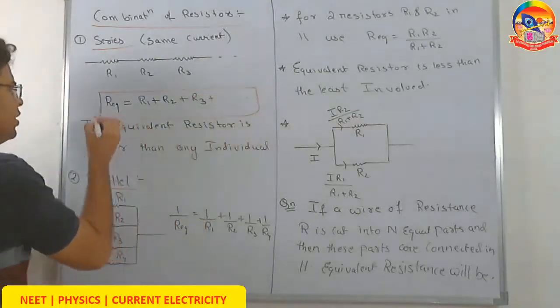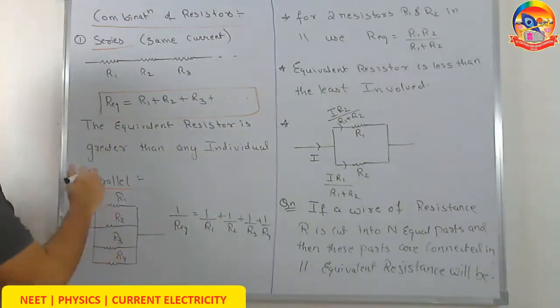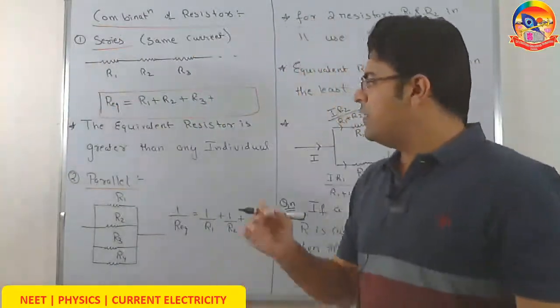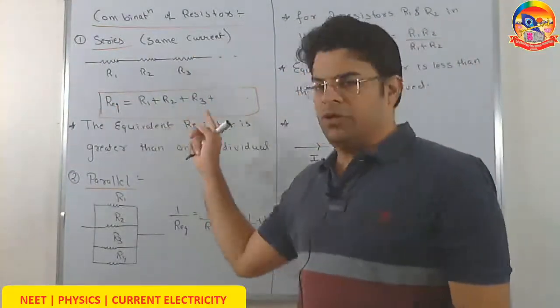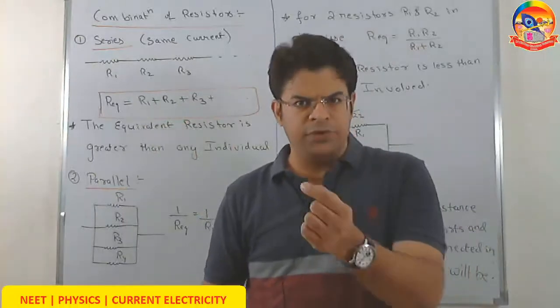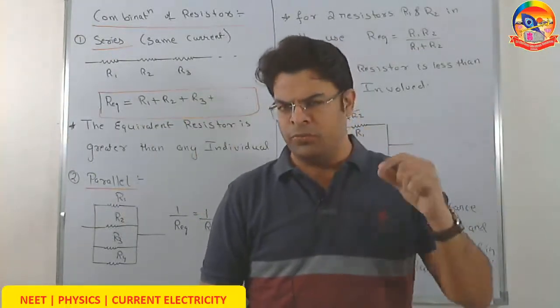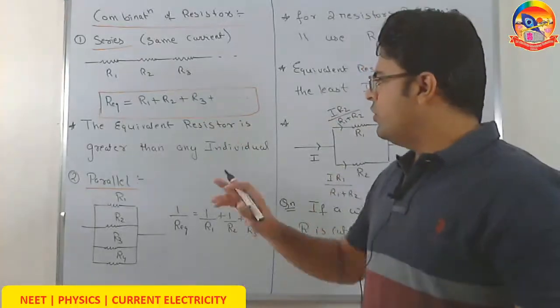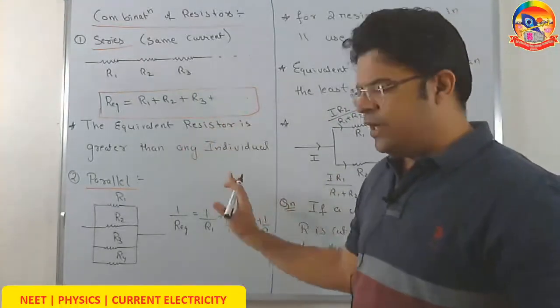Quite simple. Remember that the equivalent resistance, when resistors are connected in series, comes out to be greater than any individual. For example, if you connect 1 ohm, 2 ohm, 3 ohm in series, then the overall must be greater than 3 ohm. Okay, so equivalent is greater than any individual.